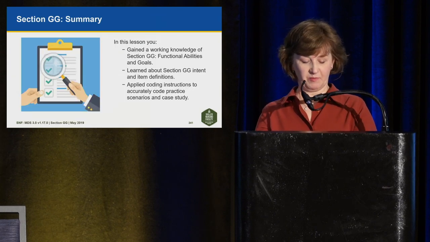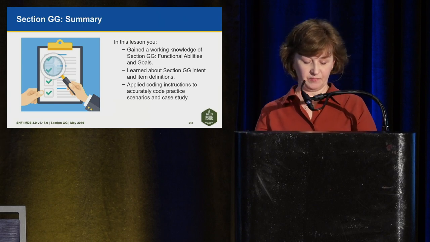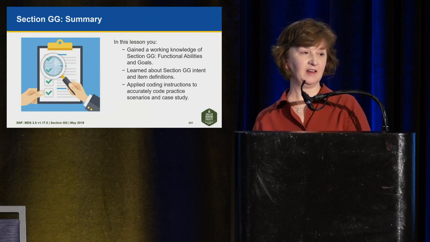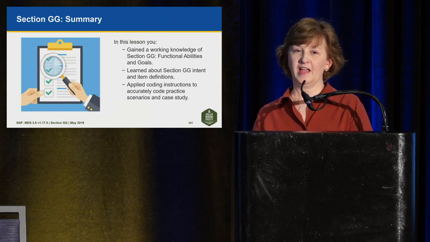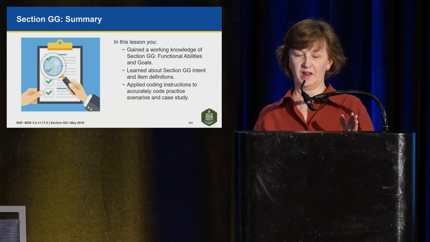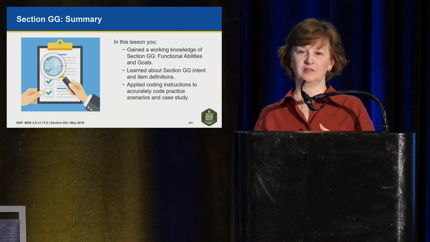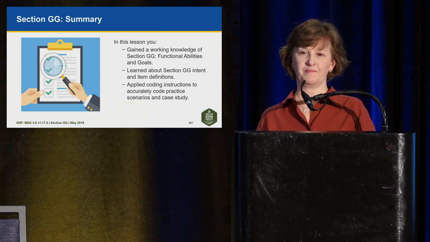So before I go to summary, I did want to cover a few of the questions that came in since we do have a bit of time. There were several questions related to why a cane isn't included in the prior functioning section. That's because when we were developing the functional status outcome measures, we looked at which mobility devices used prior to the current illness, exacerbation, or injury affected the functional outcomes.